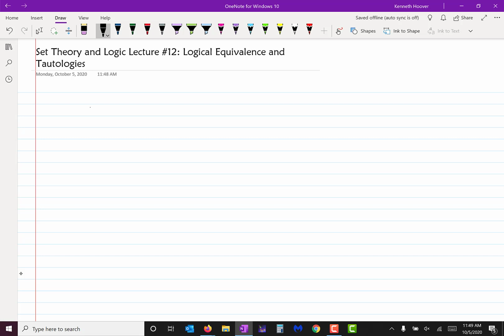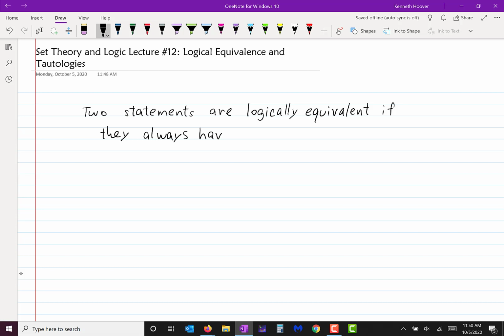Okay, so let me write a definition for you here. Two statements are logically equivalent if they always have the same truth values. Okay.